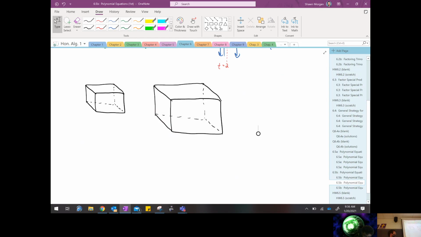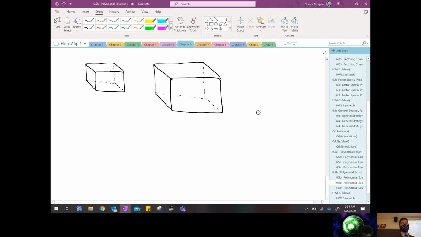You got another cube that's a little bit bigger. Now, the difference between their volumes is 61. The difference between their volumes is 61. So obviously the bigger one has more volume, right?